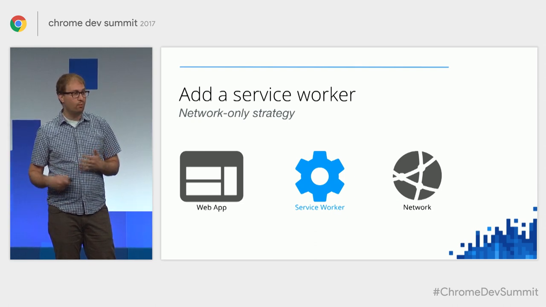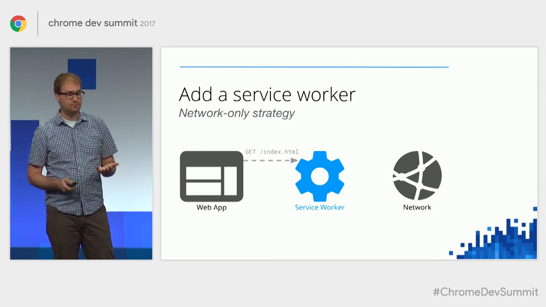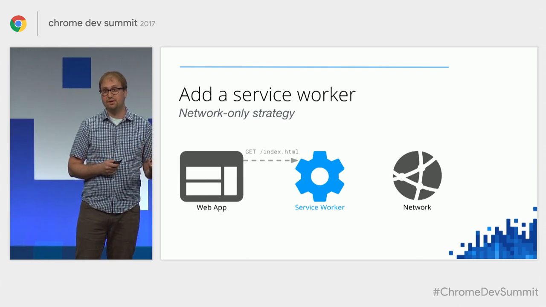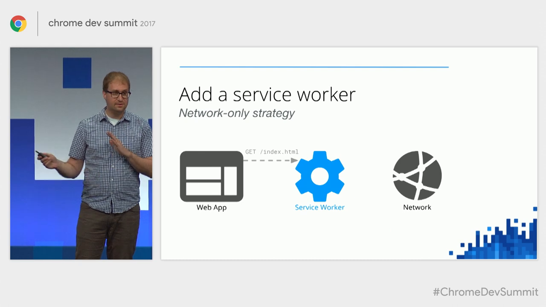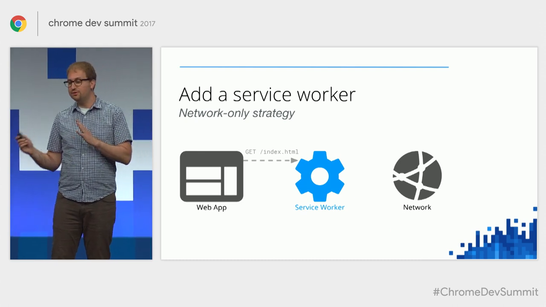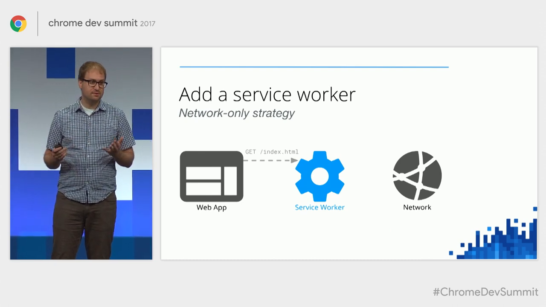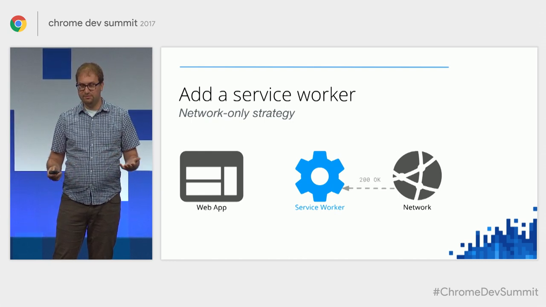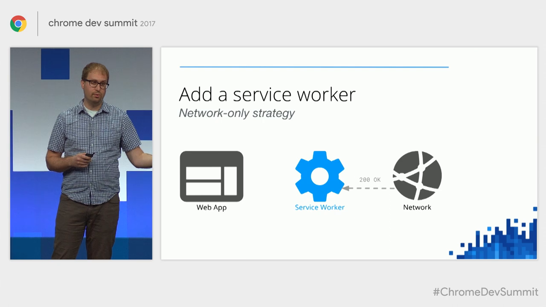Like before, our web app requests some HTML. But now we've got a service worker in the middle, and it intercepts our request. In this network-only strategy, all the service worker does is just pass along that request to the network. The network response goes back through the service worker and onto our web app.